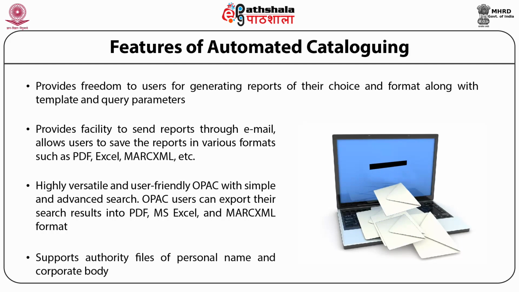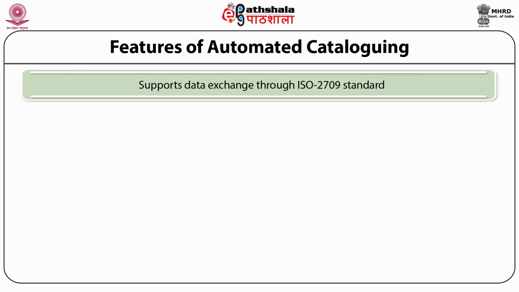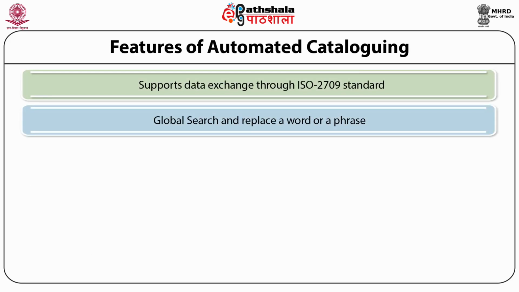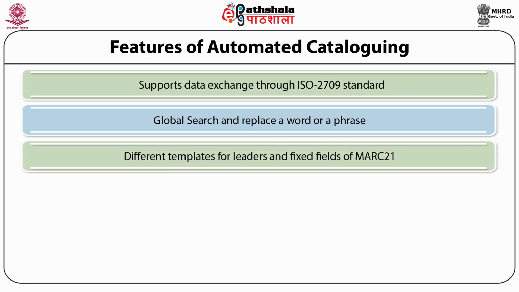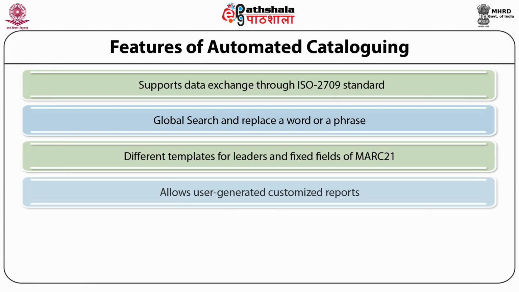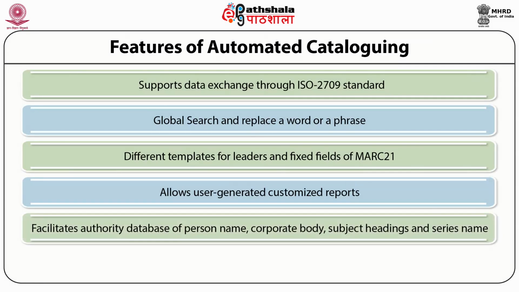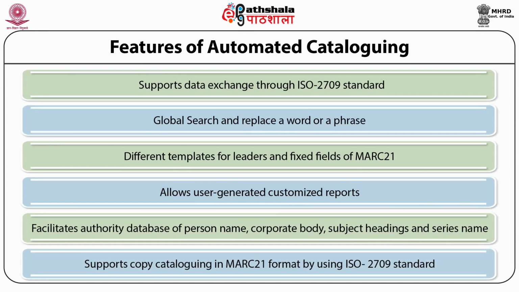Supports authority files of personal name and corporate body. Supports data exchange through ISO 2709 standard. Global search and replace a word or a phrase. Different templates for leaders and fixed fields of MARC 21. Allows user-generated customized reports. Facilitates authority database of person name, corporate body, subject headings, and series name. Supports copy cataloging in MARC 21 format by using ISO 2709 standard.